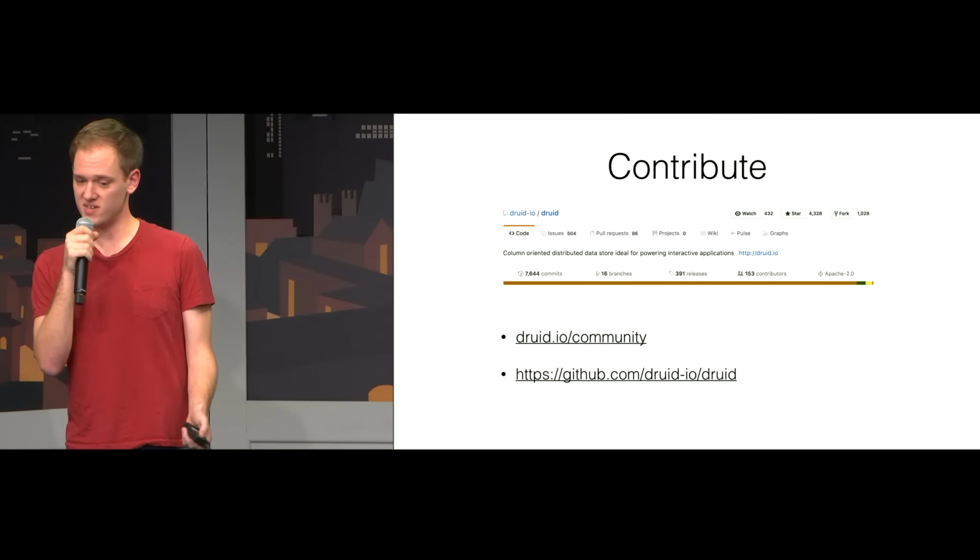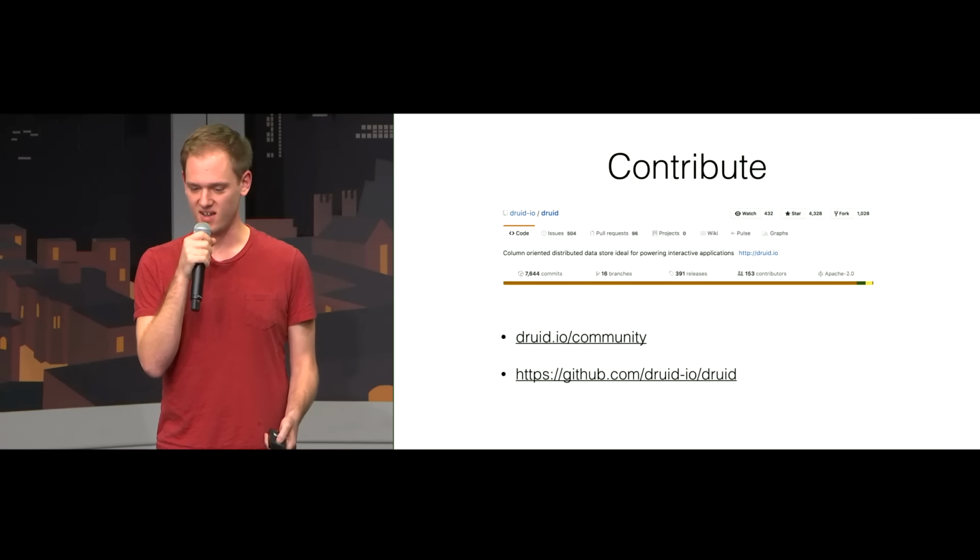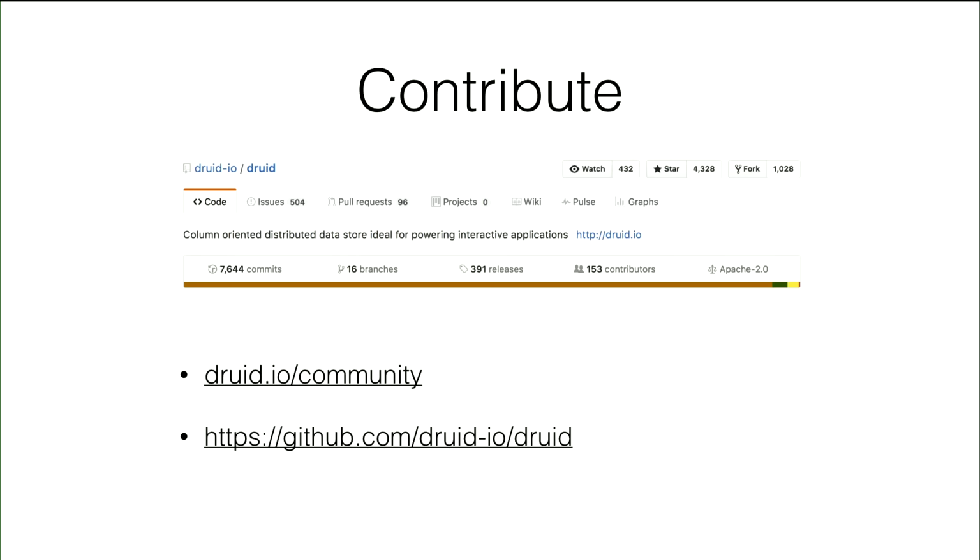You can also contribute, because it's open source. It's Apache licensed, and we're on GitHub at that link over there. And we have a community page at druid.io/community that describes how to contribute, how to get started with pull requests and issues and all that kind of good stuff.